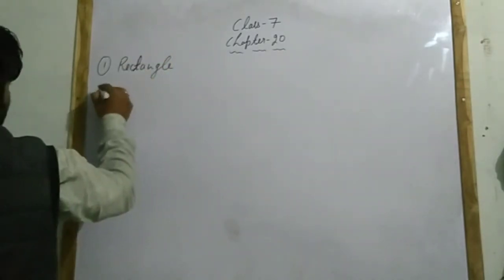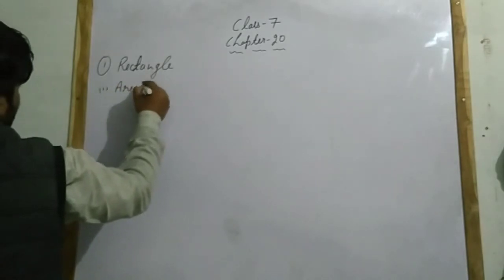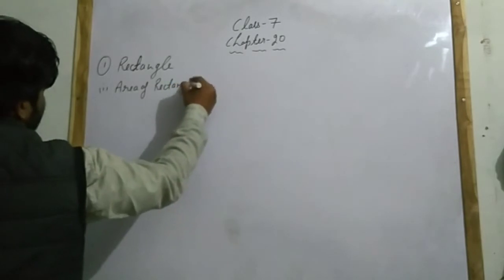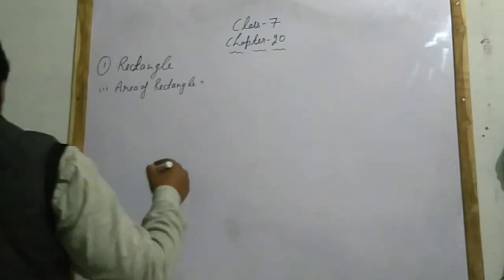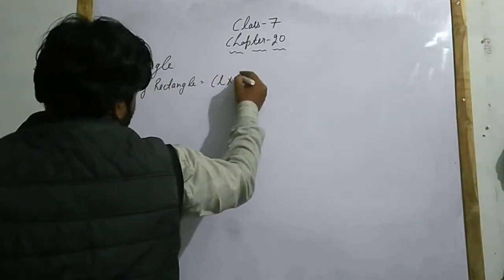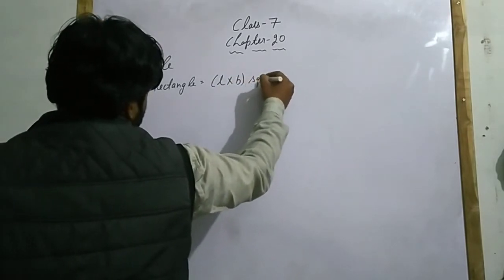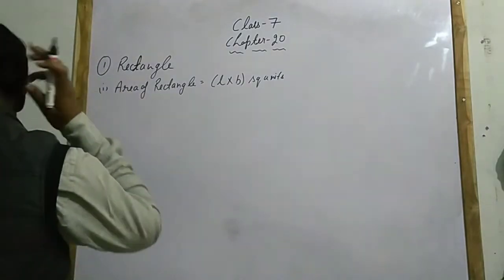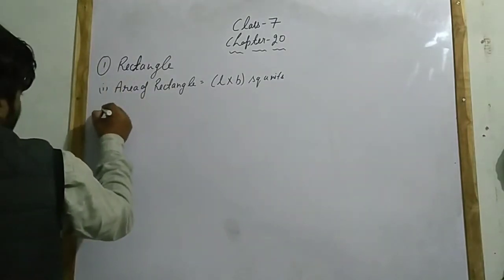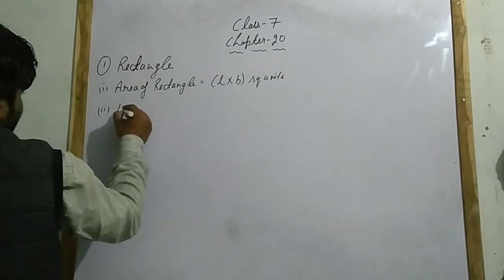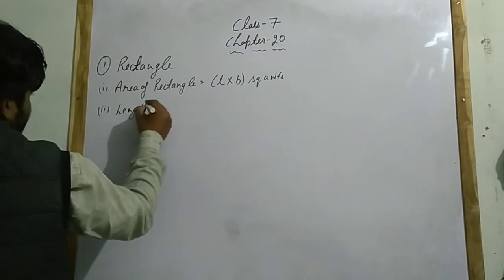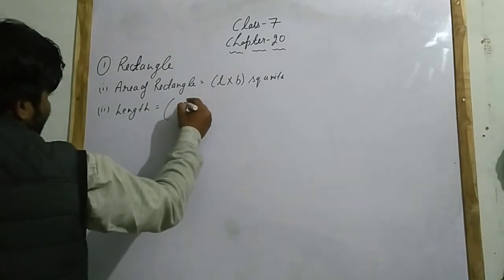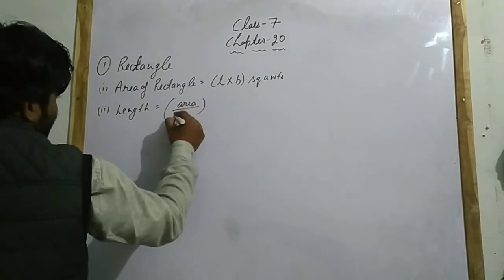First one is area of rectangle. What is the area of rectangle? Area of rectangle is your length into breadth. After that your square units, whatever it is, meter, centimeter, whatever the unit is given here. Now second one is, if you have to find the length, then formula is area upon breadth.